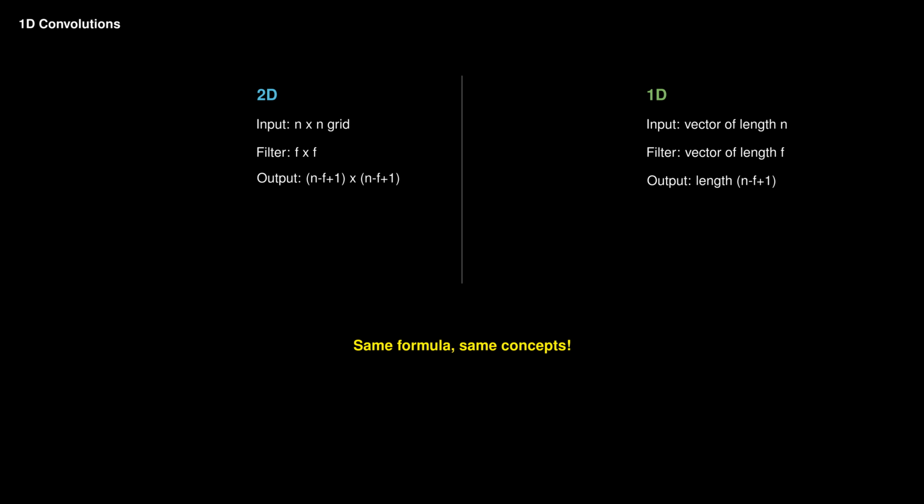1D convolutions. Everything we learned about 2D convolutions works in one dimension too. Instead of sliding a filter over a grid, we slide it over a sequence. In 2D, we had an n by n grid and an f by f filter. In 1D, we have a vector of length n and a filter of length f.